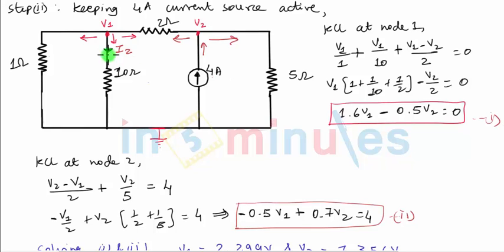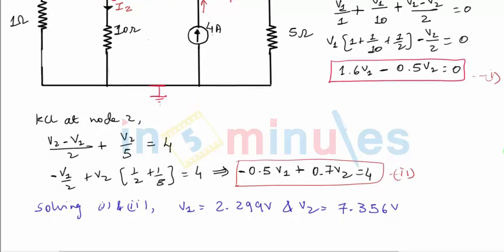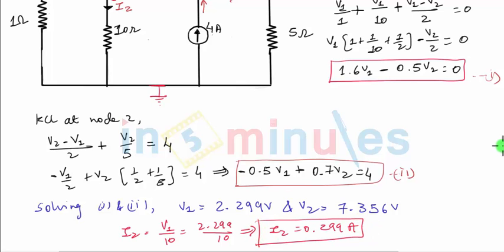But once again, we were not looking for V1 and V2. What we were looking for is I2. You can see that I2 is nothing but the current through the 10 ohm resistance flowing from node 1 towards the ground. So I2 will be V1 upon 10. V1 is 2.299, so 2.299 upon 10 will make it 0.299 amperes. So we have got I1 and I2 both.